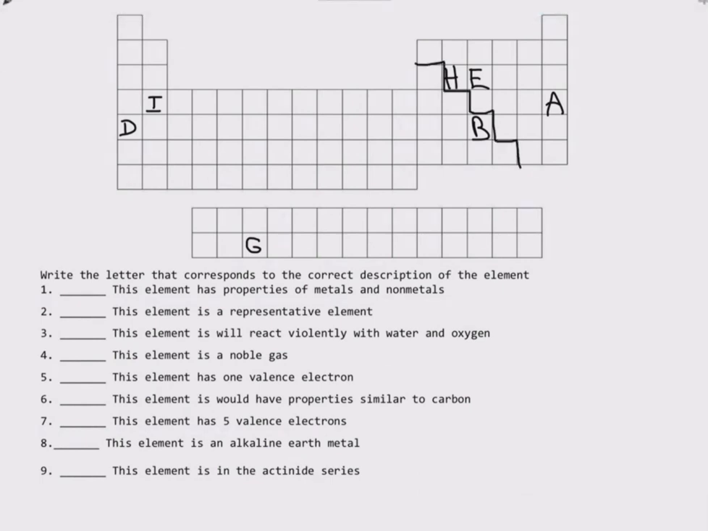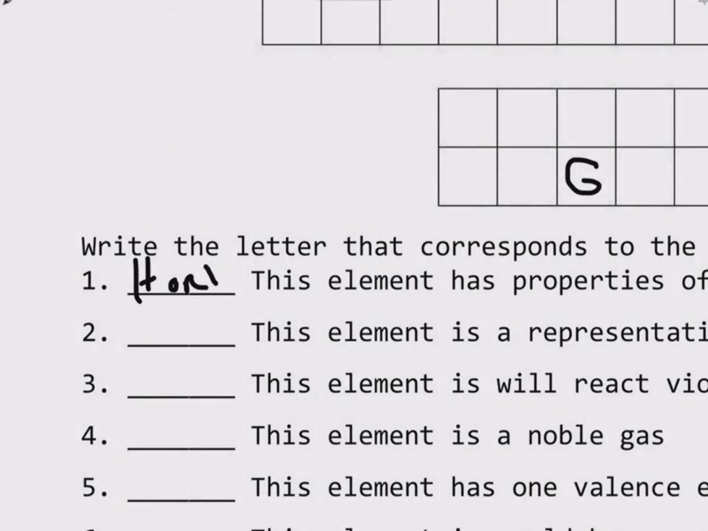All the elements except aluminum that fall on that line are called metalloids, which have characteristics of metals and nonmetals. So in this case, the answer would be either H or B. Either one would be correct.